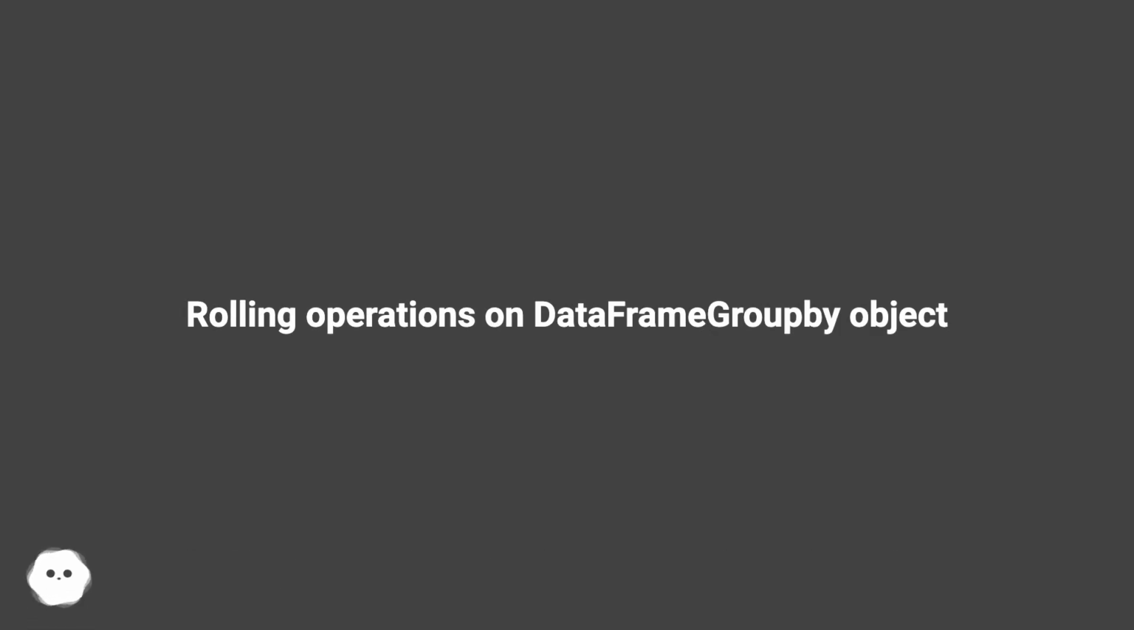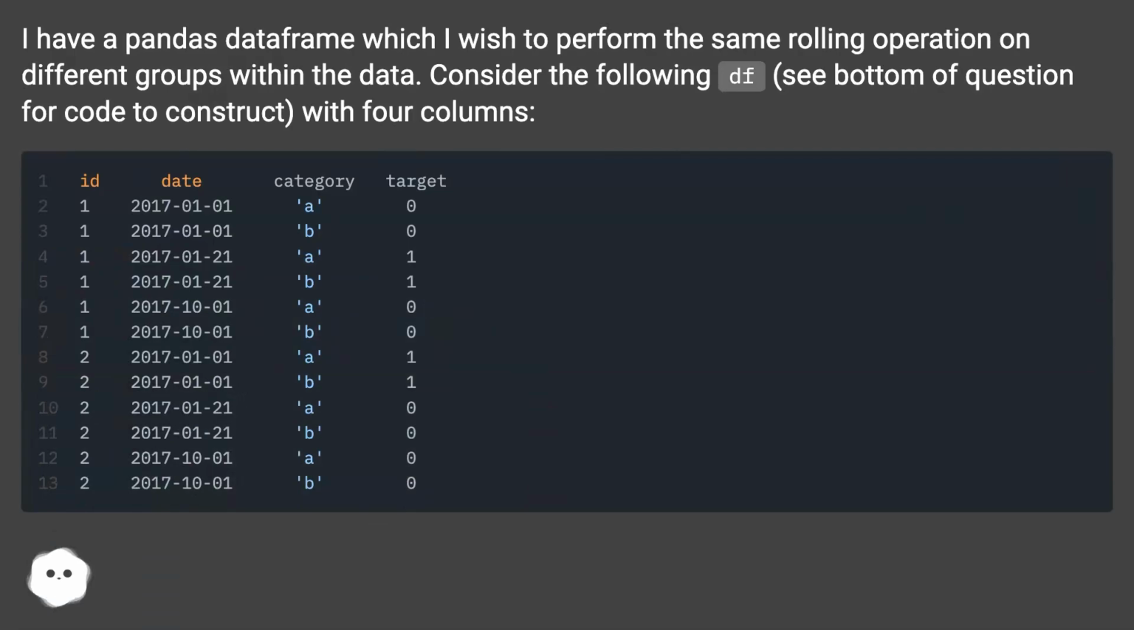Rolling operations on DataFrameGroupby object. I have a pandas data frame which I wish to perform the same rolling operation on different groups within the data. Consider the following df, see bottom of question for code to construct, with 4 columns.